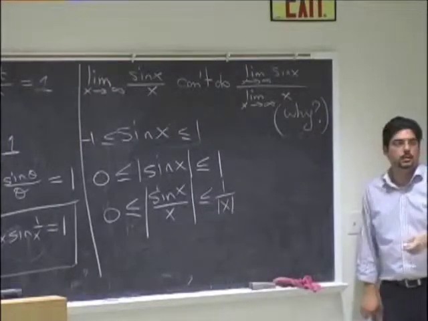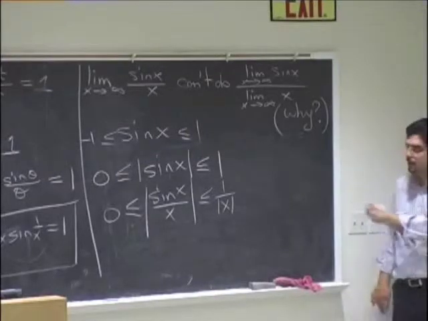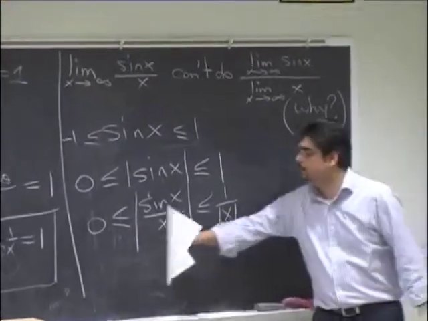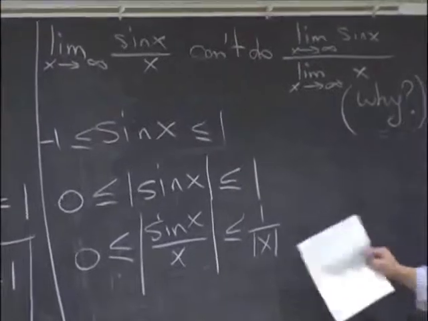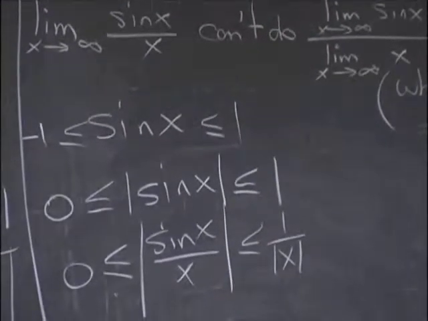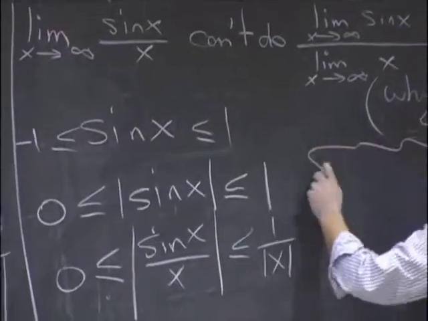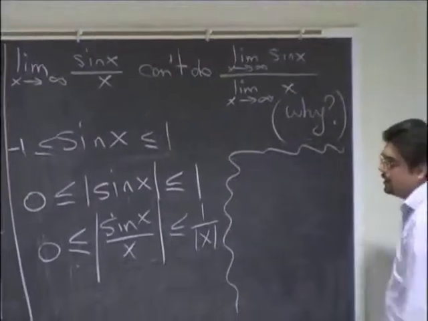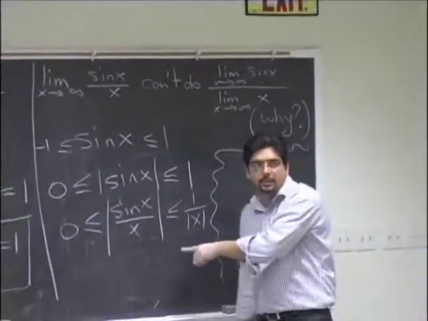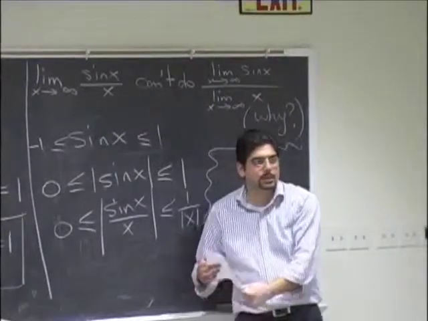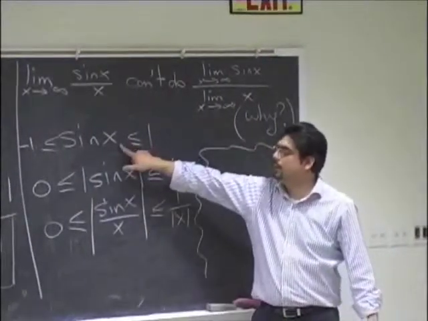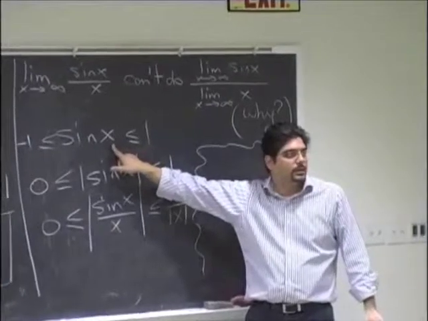Is that clear? We're just dividing throughout by x. 0 over x is 0, sin x over x, and 1 over absolute value of x. Okay. Now, this inequality is true for any value of x, right? Because where did that come from? That came from here, which is true for any value of x.